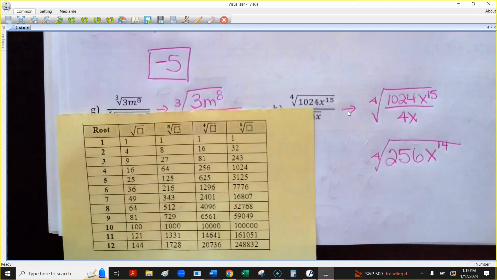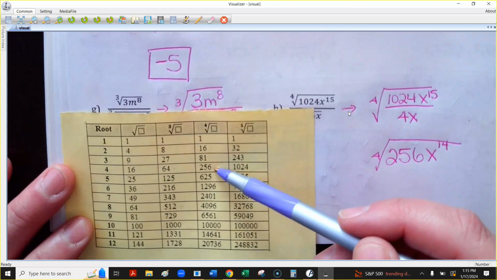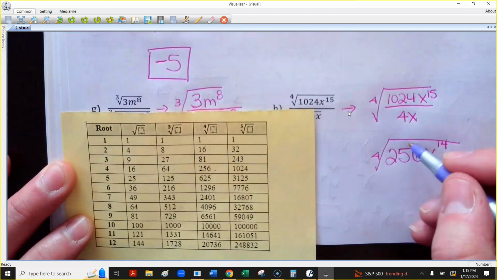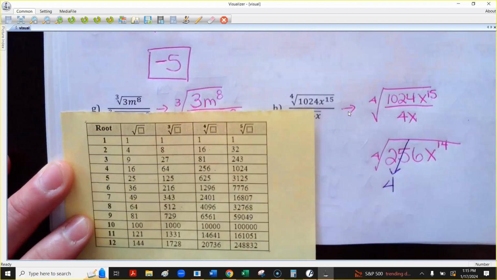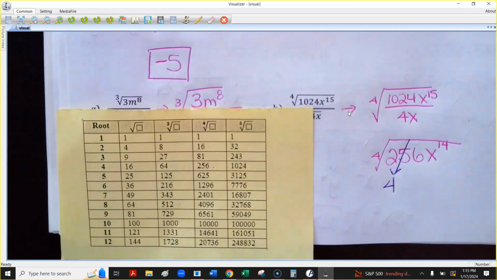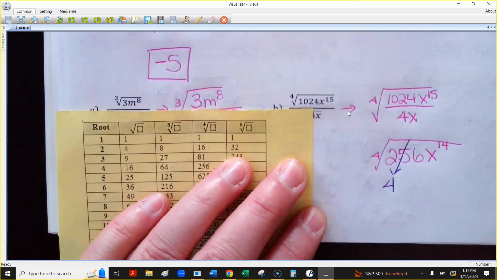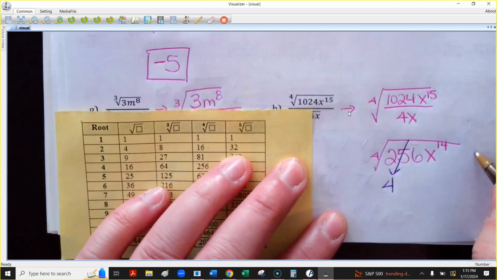Now, if you look at the lovely fourth column here, 256 is on this list. So all the way back to the left would be the root. So this is actually just going to come out as a 4. That's 4 to the 4th power. Now, with the x to the 14th, 14 is not divisible by 4. So I'm just going to do this kind of to the side just with the variable.